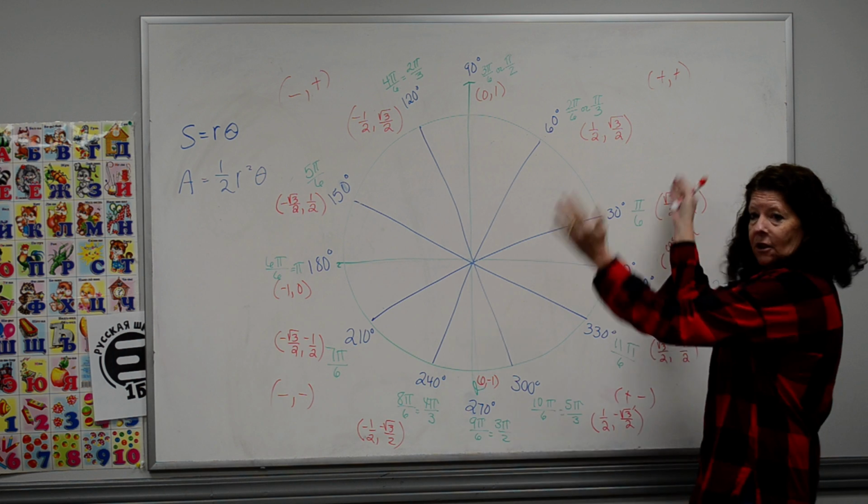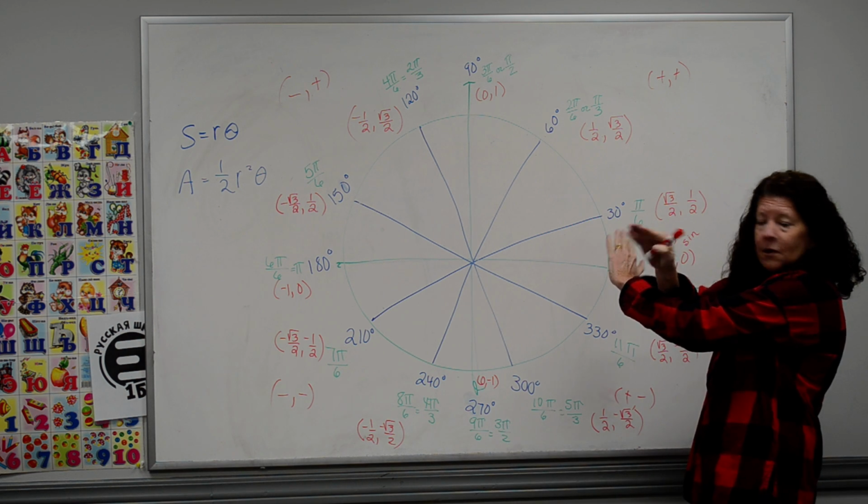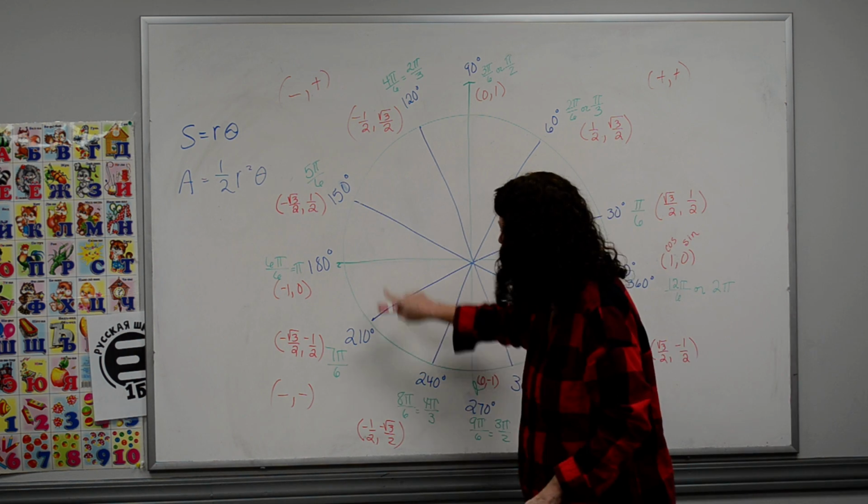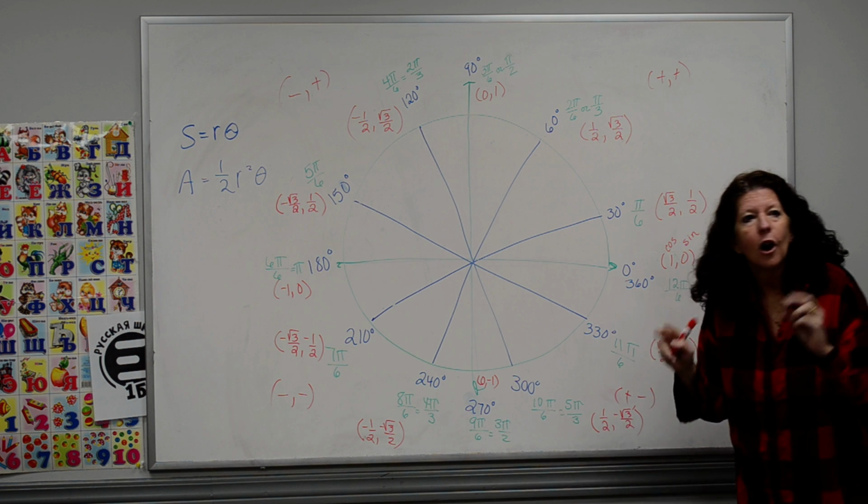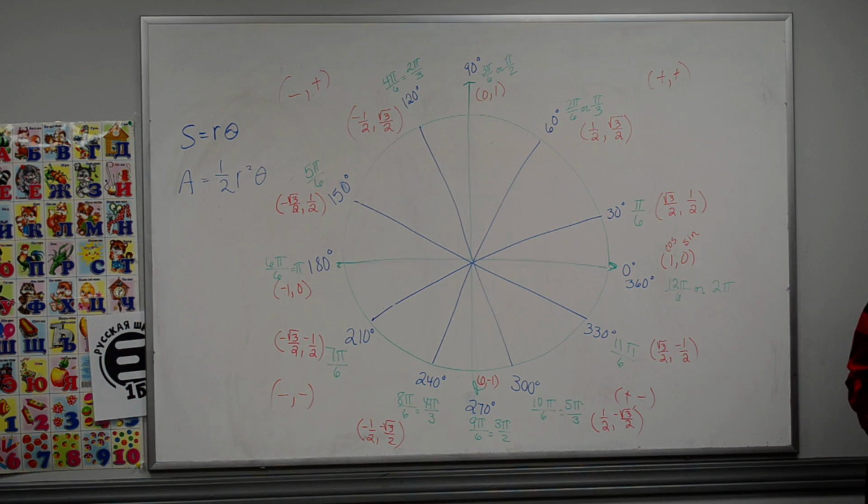The 60s are switched. So this one, this one, this one, and this one are all 30-degree reference angles, or pi over 6 reference angles. So therefore, those are the ones that are the square root of 3 over 2.